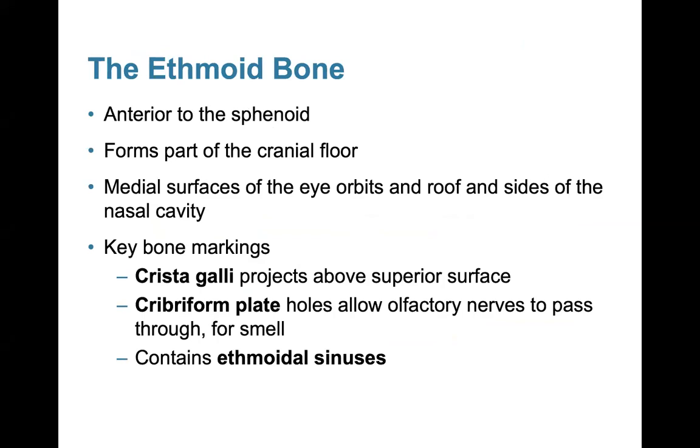The ethmoid bone is anterior to the sphenoid. It forms part of the cranial floor. The medial surface is the eye orbits and the roof and sides of the nasal cavity. Key bone markings here, you have the crista galli. This projects above the superior surface. The cribriform plate holes allow for the olfactory nerves to pass through for smell, and it also contains ethmoidal sinuses.